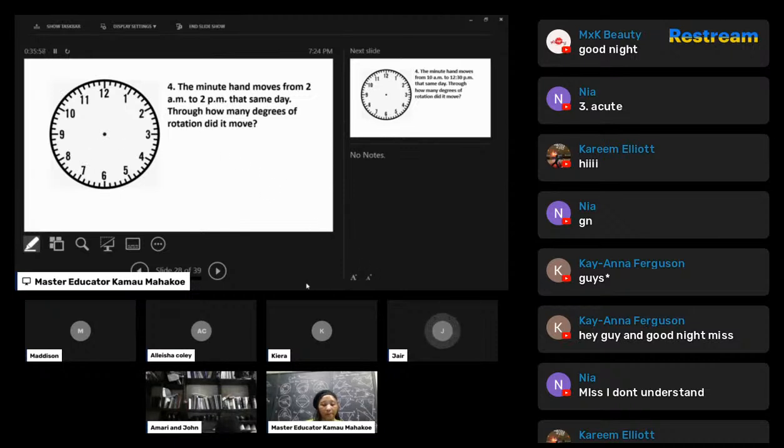The minute hand moves from 2 a.m. to 2 p.m. that same day. Through how many degrees of rotation did it move? The minute hand moves from 2 a.m. to 2 p.m. the same day. Through how many degrees of rotation did it move? Okay, what do you say for this, Jer?